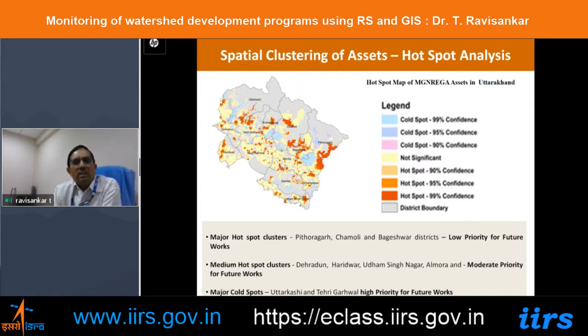Based on our spatial clustering and hotspot analysis in Uttarakhand, major hotspot clusters you can see in Pithoragarh, Chamoli, Bageshwar, and these districts can become a low priority for future activities. And medium hotspot clusters like Dehradun, Haridwar, Udham Singh come under moderate priority for taking up the activities. And cold spots are mostly in Uttarkashi and Tehri Garhwal, where they can be taken on priority and go with the assets suitable to the particular terrain conditions.